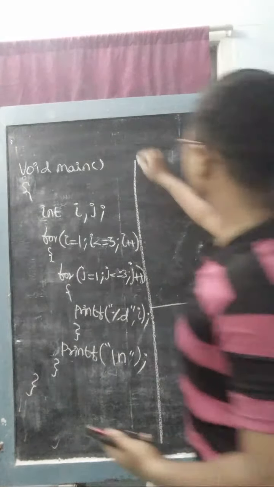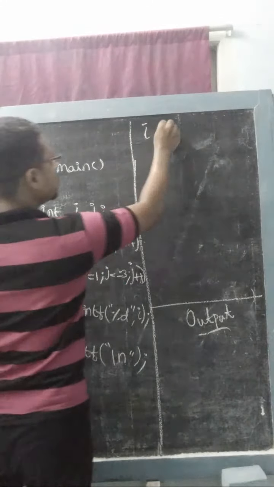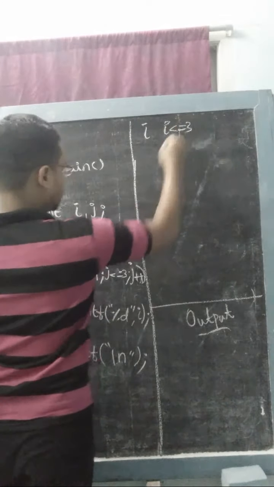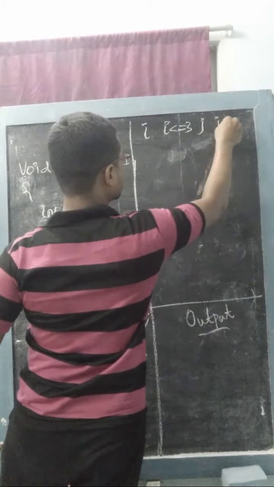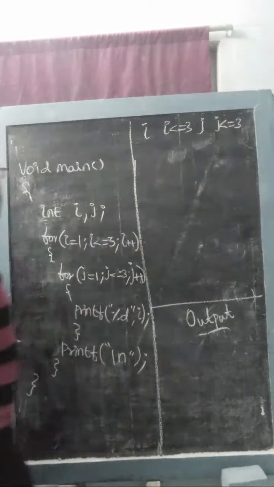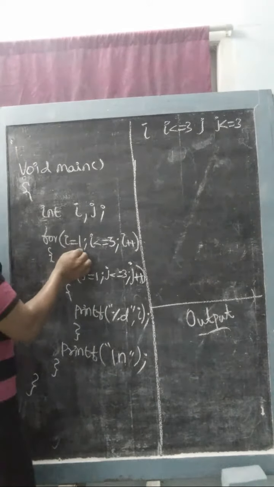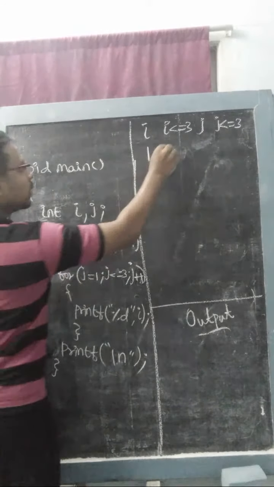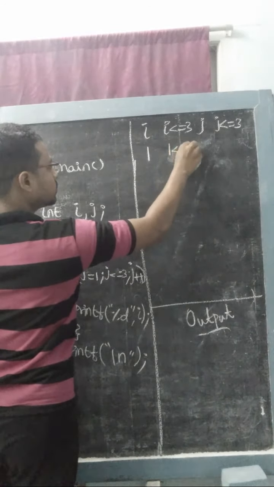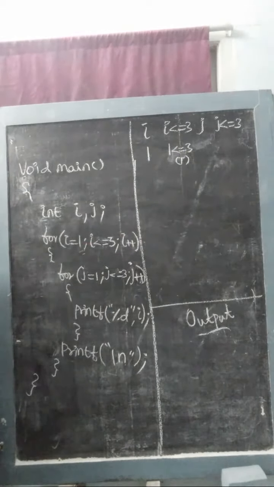Okay. Now this is the I value, and then the I condition, and then the j value, and then the j condition. Okay, fine. So now what is the I value? I value is starting from 1. 1 less than or equal to 3. The condition is true.